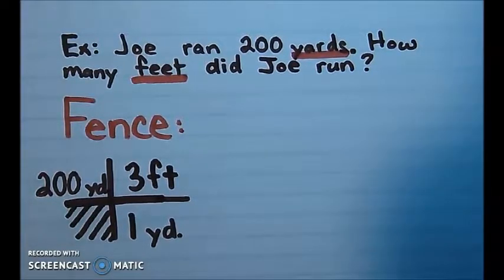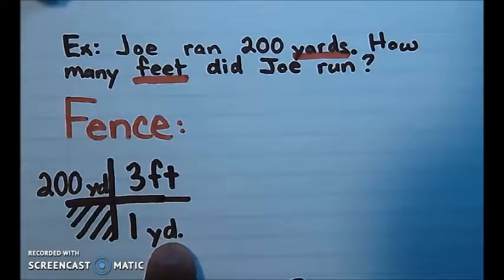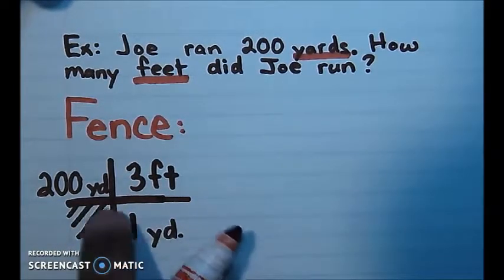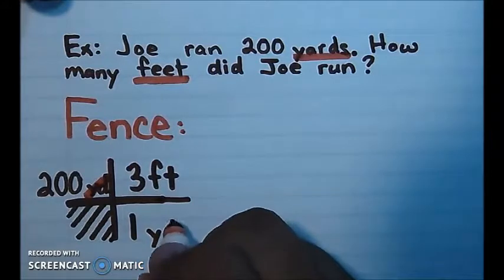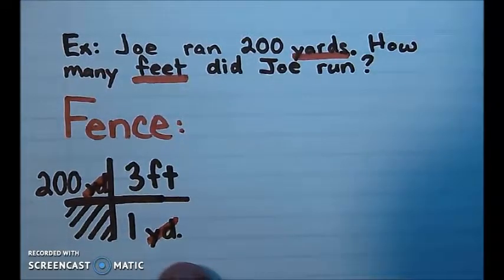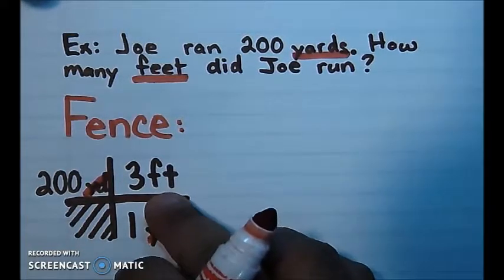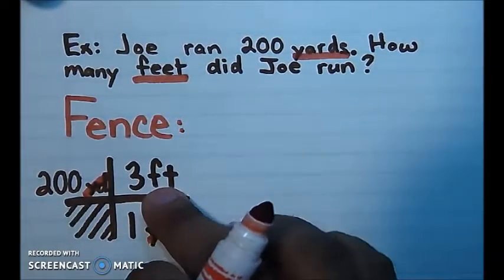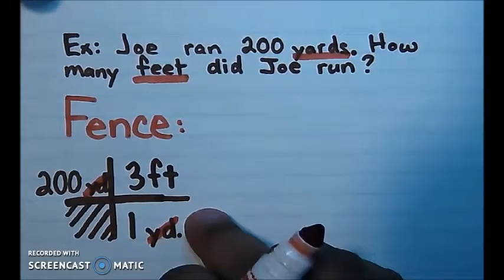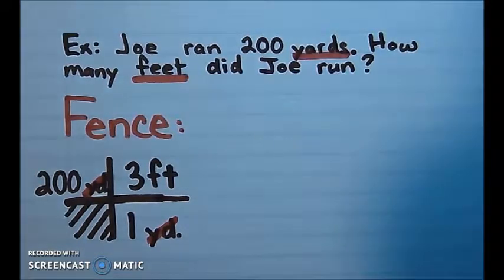And now look what's going to happen next. I started with yards on top, and so I was forced to put yards on the bottom. So when I have something on top and something on bottom that are the same, they can actually cancel each other out. So yards will cancel with this yards, and the only unit that's left over is now feet. So I go back and I ask myself, what did the question ask me for? It asked me for feet, and that's what I have left right here, feet. So this tells me that my fence is complete. I am done. I don't have to add any more sections to it. So all I have to do next is solve it.